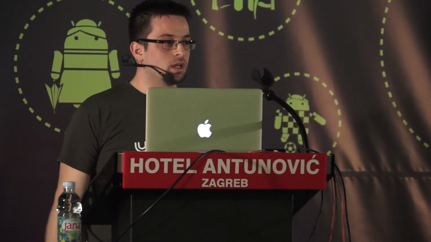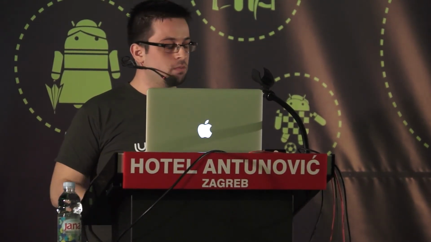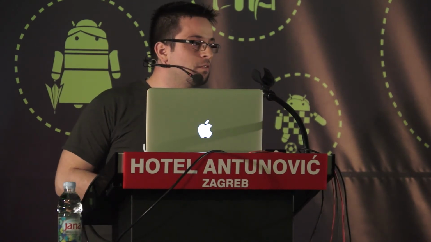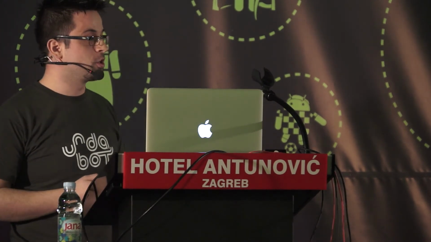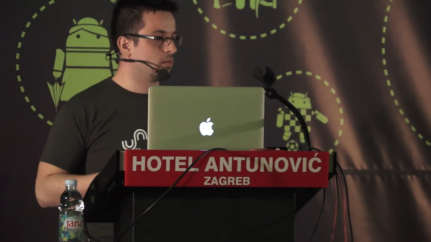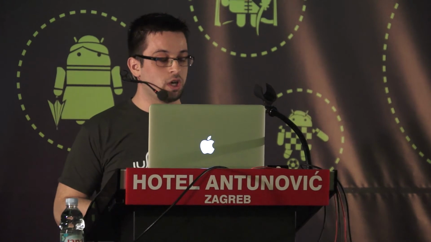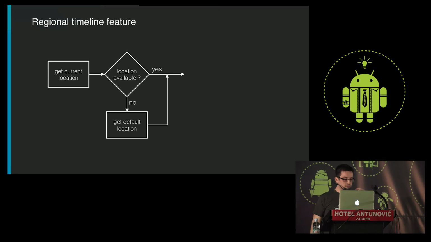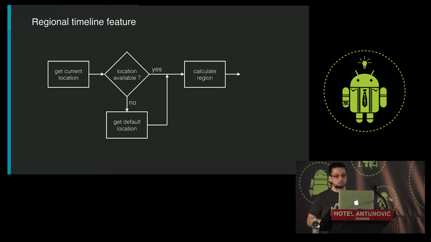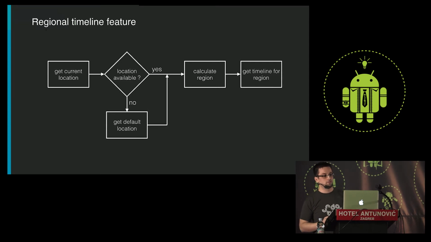Okay, let's take a look at a bit more complex example. Let's say that we need to build a feature called the regional timeline, which is a timeline, again a list of tweets, but for a specific region. That means you need a location first. And the logic would go something like this. You'll try to fetch the current location, and if that's not available, then you default to some default location. Once the location is available, you'll calculate the region from that location. And finally, you'll grab the timeline for that region.